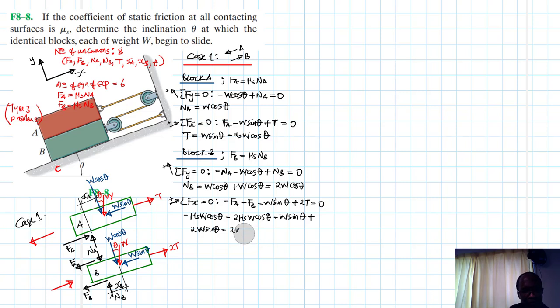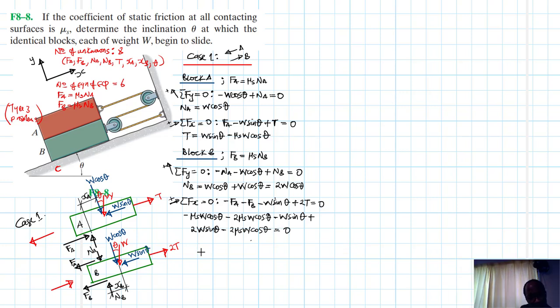Alright. W mu S, 2 mu S W cos theta equal to 0. Okay, let's let it go to the other side. So we are going to have W sine theta equal to the other side. When they add, it becomes 5.